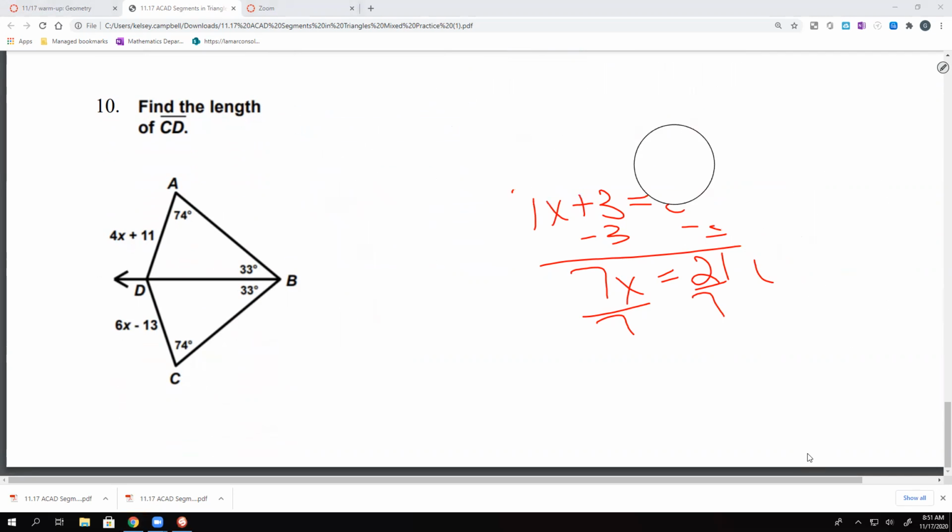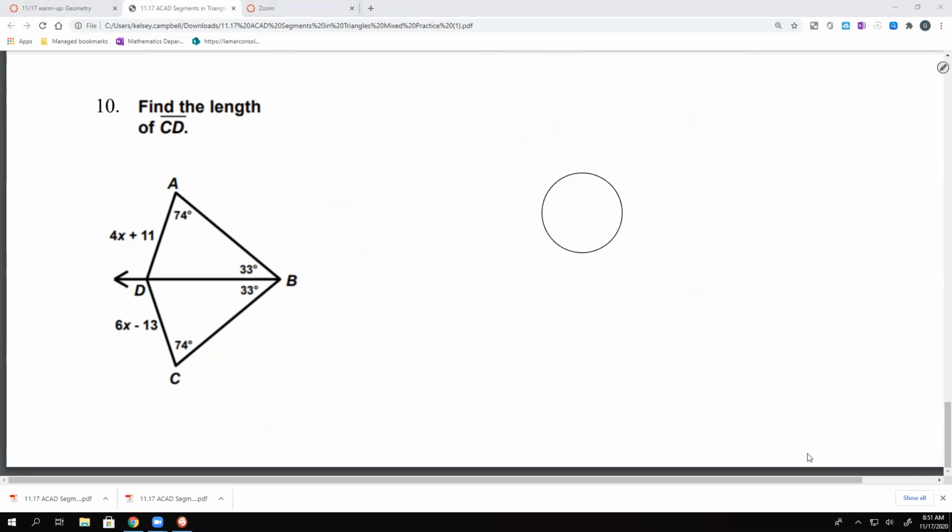Now it says find the length of CD. You have to be careful here. We got to look at our diagram. There's no markings showing that anything's congruent, right? But look at the angles here, 33 and 33. So what do we know about these two angles? Right, they're congruent, they're equal. So what does that mean about these distances over here? About CD and AD? That means they're equal as well. Okay?